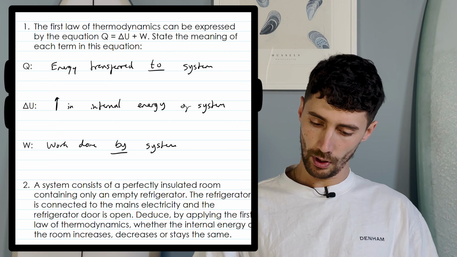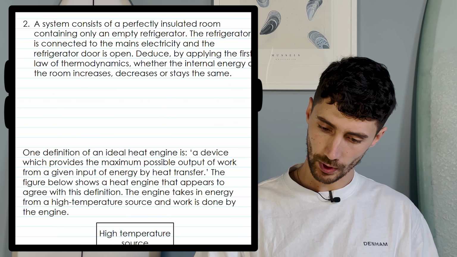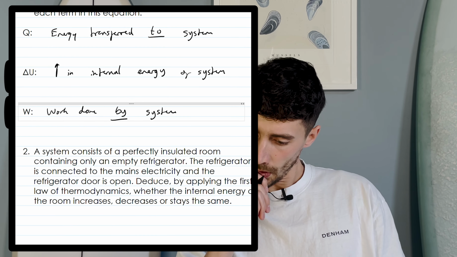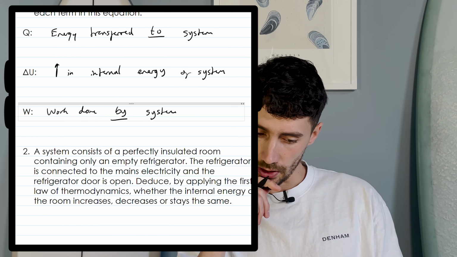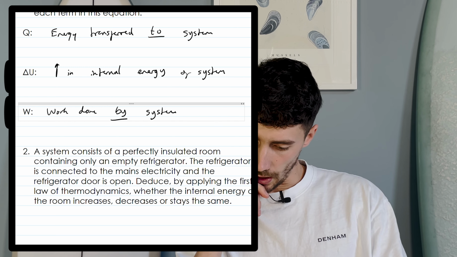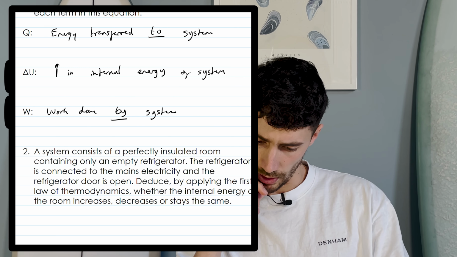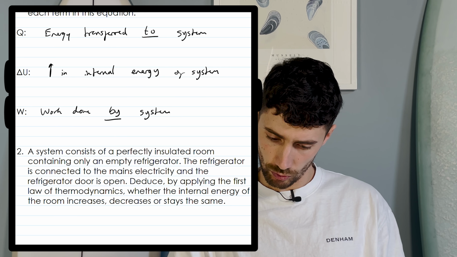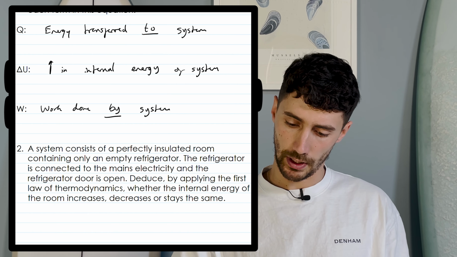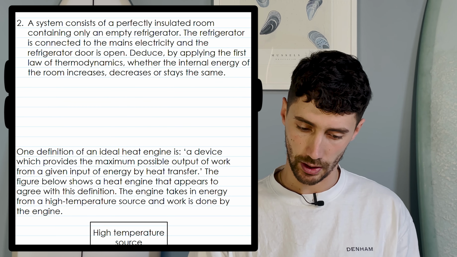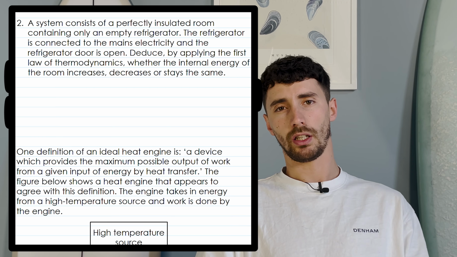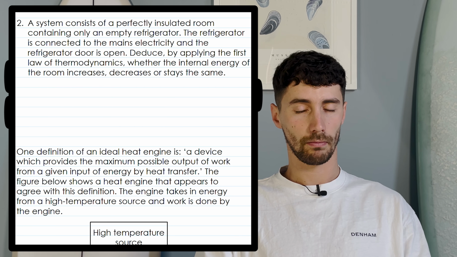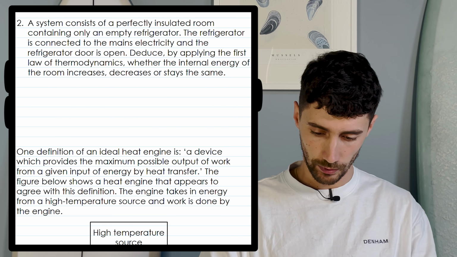Okay. So moving on to question 2, a system consists of a perfectly insulated room containing only an empty refrigerator. The refrigerator is connected to the mains electricity, and the refrigerator door is open. Deduce, by applying the first law of thermodynamics, whether the internal energy of the room increases, decreases, or stays the same. So this is an age-old thing. If you want to cool down a room, just open your refrigerator, but that may or may not heat up the room. We're about to find out.